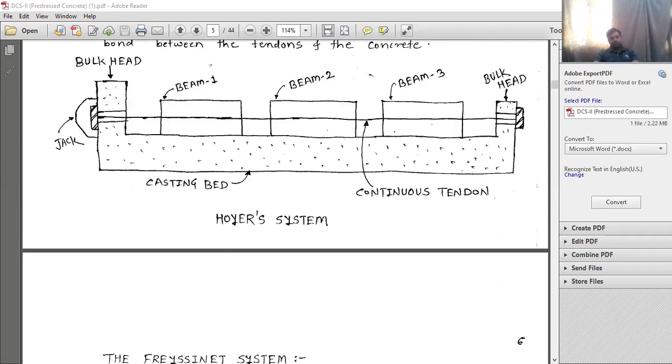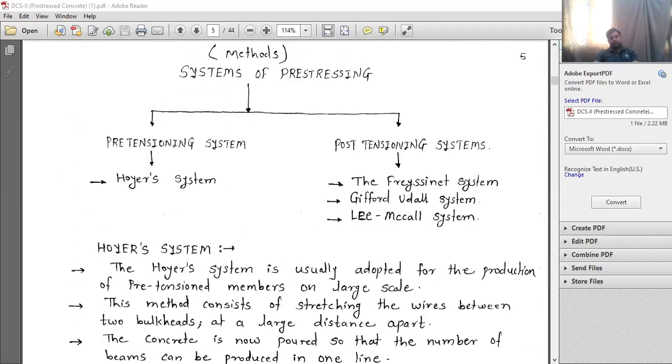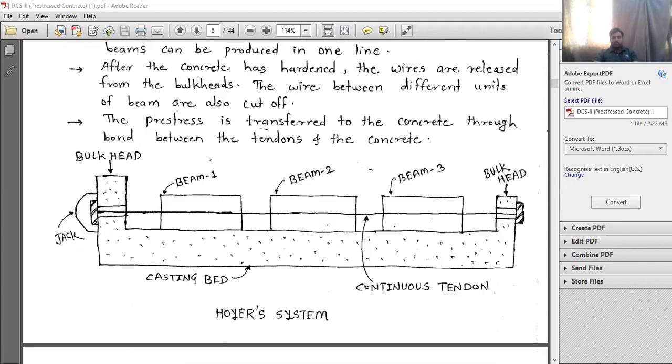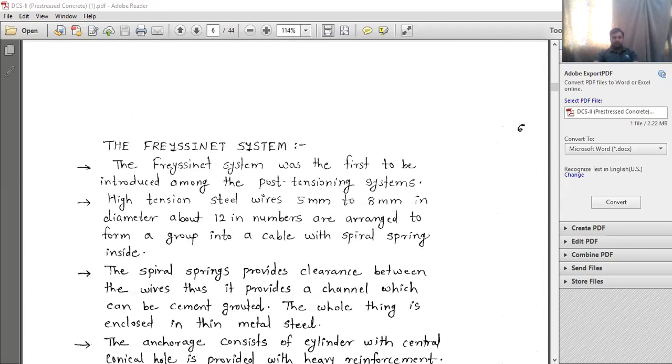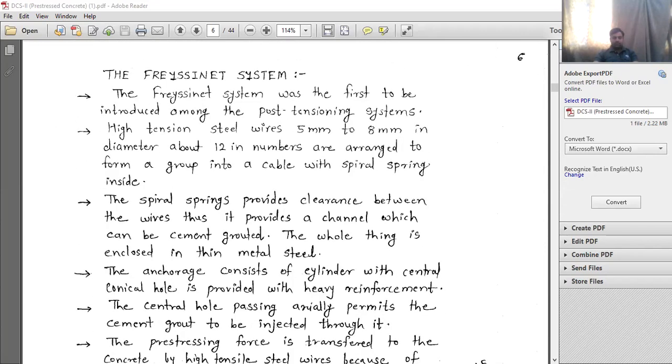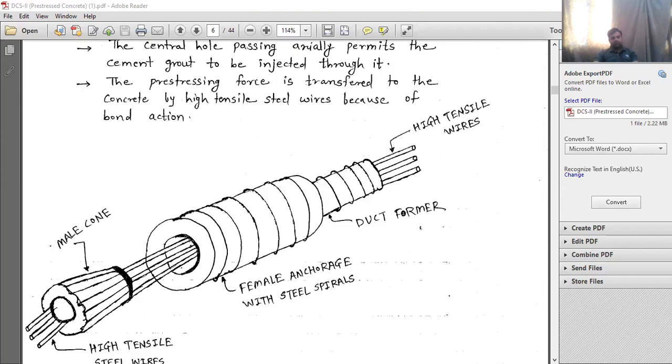This is Hoyer's system. Now we will see the post-tensioning systems, that is the Prestressed system, Gifford-Udall system, and Lee-McCall system. So first is this Prestressed system. Okay, so we can see this.